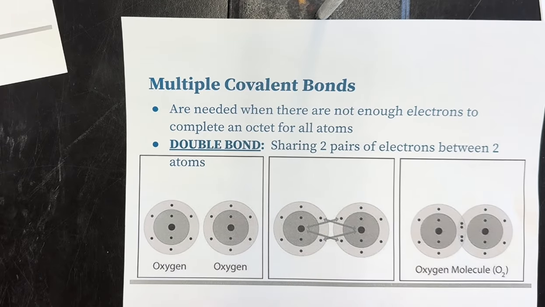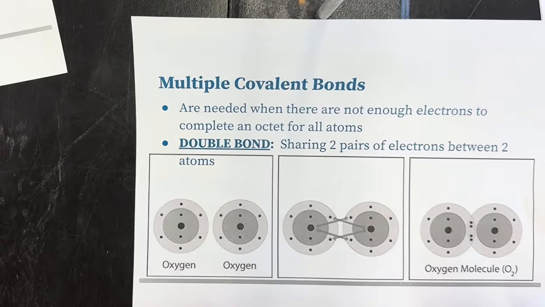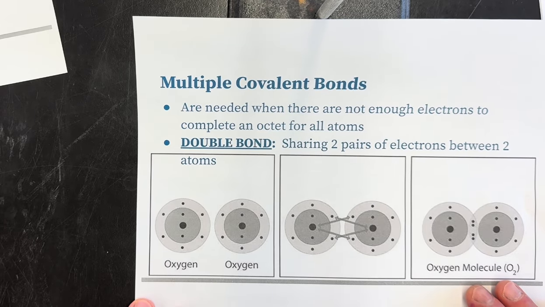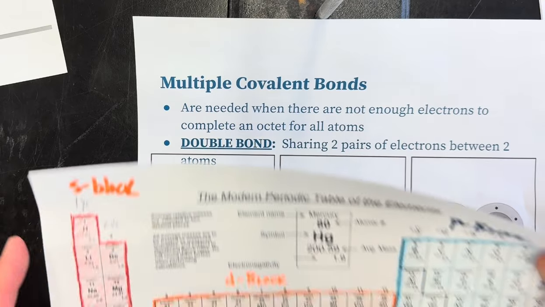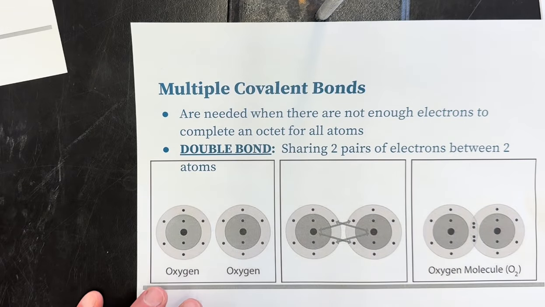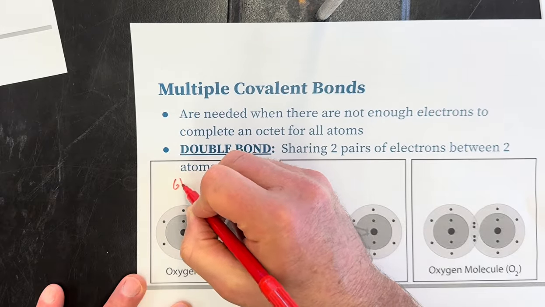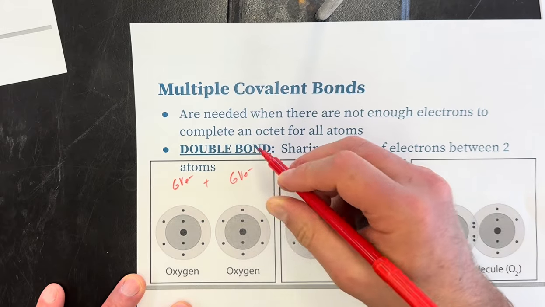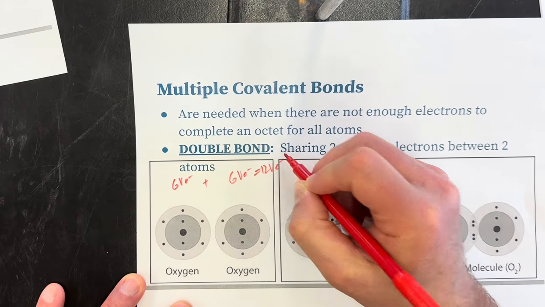Well, we didn't really talk about how multiple bonds form or why they form, so we're going to talk about that now. So a multiple bond occurs when there's not enough electrons to create an octet for all of the atoms present. So here we have oxygen, and if we look at oxygen on the periodic table, it falls in the column where there would be 6 valence electrons. So this one has 6 valence electrons, and this oxygen also has 6 valence electrons. And when I add those up, I get 12 total valence electrons.